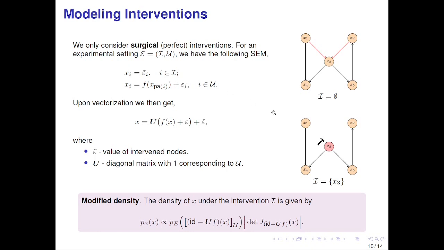And similar to last time, we can combine these structural equations to form the vectorized equation shown over here, where U here is the diagonal matrix with ones corresponding to the purely observed nodes. And similar to last time, the density of X under the interventional setting is given by the following equation. The important thing to note over here is it has the same underlying form as the density in the observational setting, and thus it can be readily incorporated into our final objective.